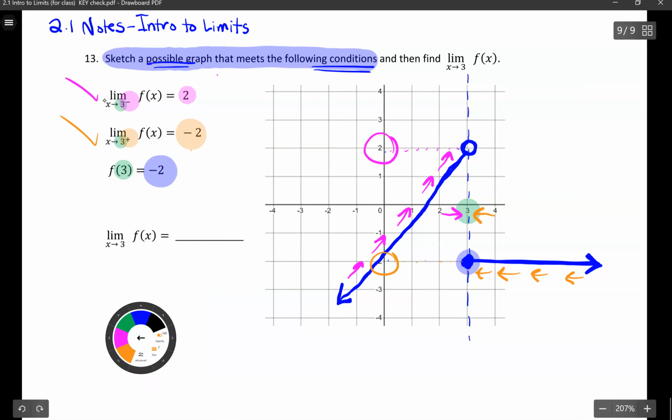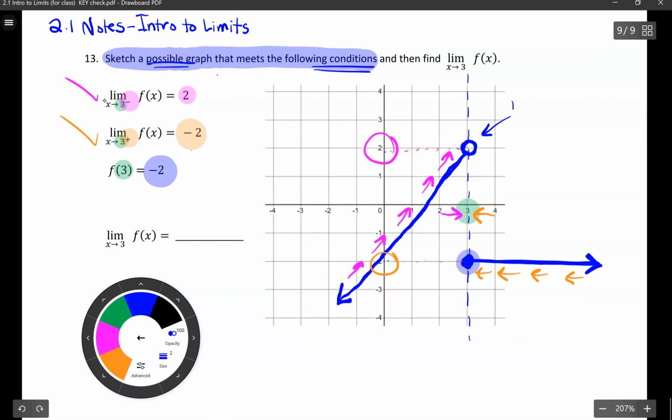And I put a hole up here because I can't have my function defined at both -2 and +2 when x equals 3. Then it wouldn't be a function. It would fail the vertical line test. So I just put a hole up here at a height of +2 and a solid dot there at -2 because my function is defined to have a height of -2 when the input is 3. Okay, so I met all my conditions.